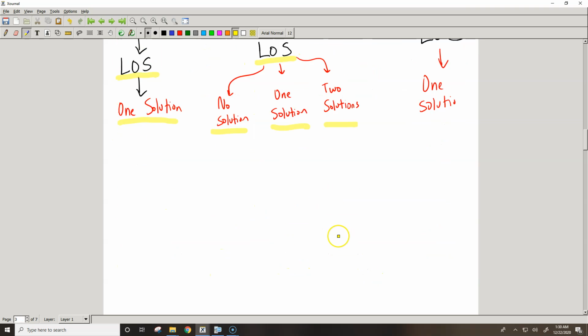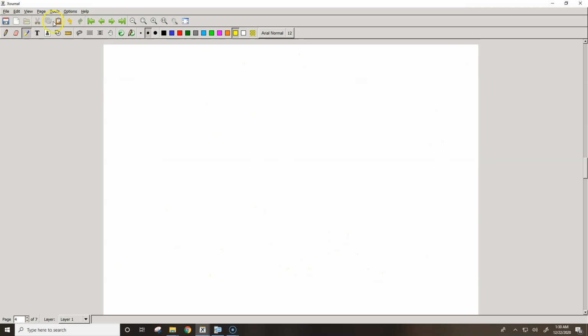So in your notes, we're going to put a little blurb here on the SSA case, and let's label this the SSA ambiguous case, and we're going to start to write out the different possibilities that we could have here. So the first one we'll talk about is a no solution case. So in your notes, you're going to write out these different possibilities.